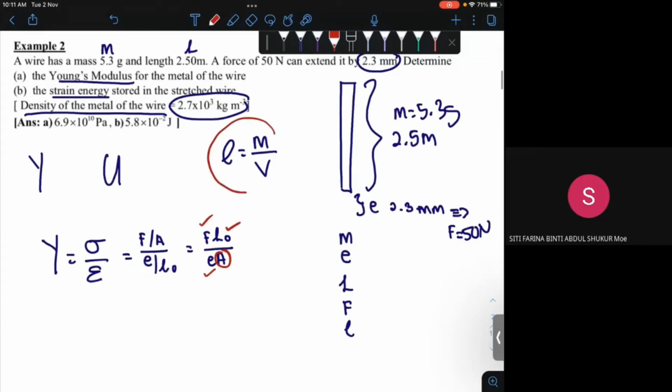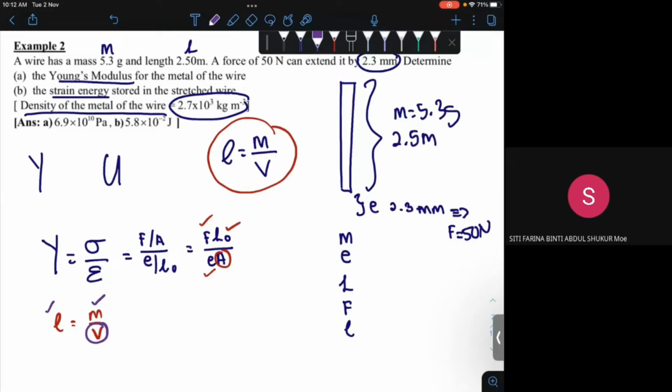Soalan ada bagi density. Density adalah mass over volume. In the question, memang density dia bagi, mass dia bagi. So awak boleh deduce awak punya volume dekat sini. Apa kaitan volume dengan area? Sebab kita nak area untuk cari yang modulus.